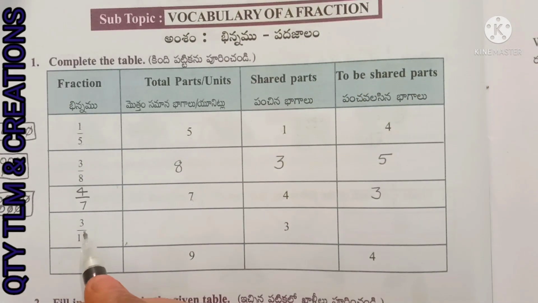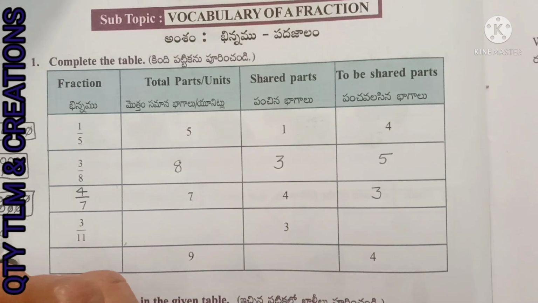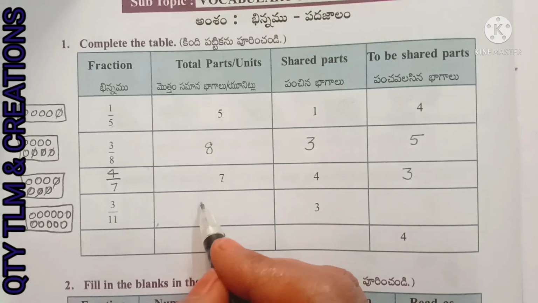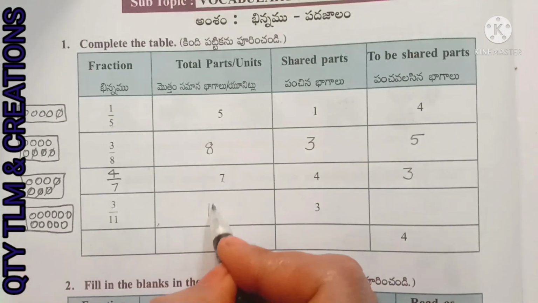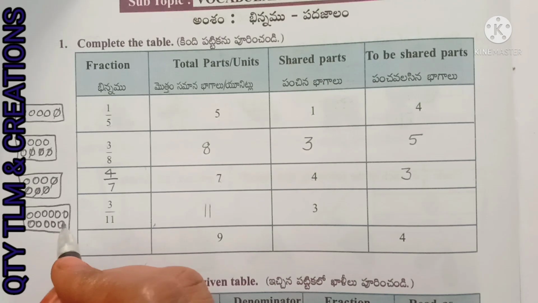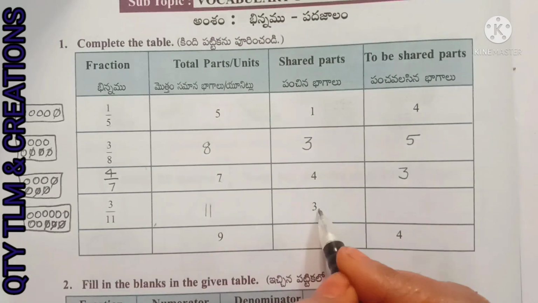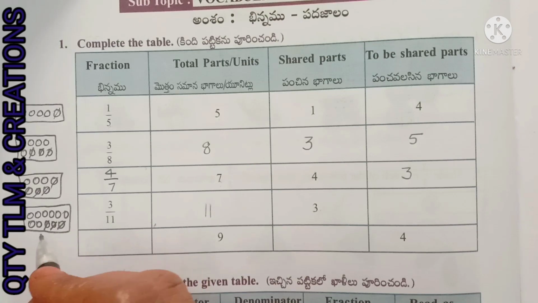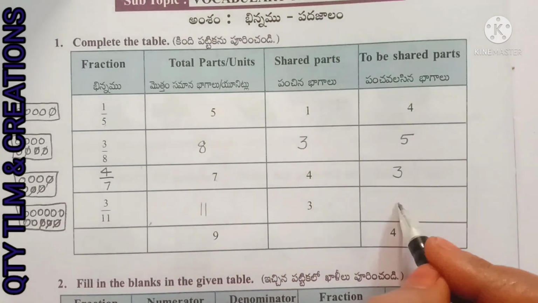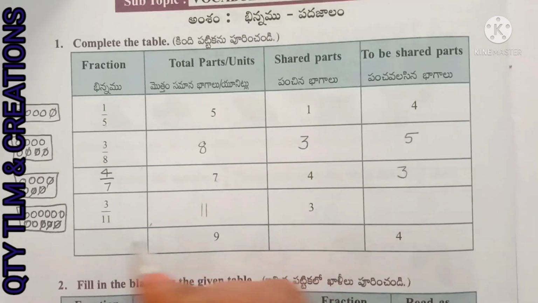Next 3 by 11. Here 1, 2, 3, 4, 5, 6, 7, 8, 9, 10, 11. Total tablets are 11. That means total parts 11. Shared parts, that means shared tablets, are 3. Next remaining tablets are 1, 2, 3, 4, 5, 6, 7, 8. That means to be shared parts are 8.